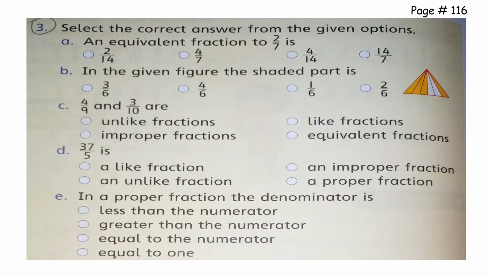Okay, the A part: an equivalent fraction to 2 by 7 is, okay, if you multiply 2 by 7 by 2, what do we get? Multiply by 2, we get 4 by 14. So is there any option here, 4 by 14? Yes, this is the right option, 4 by 14. If you multiply this fraction with 2, we get this answer. So this is the right answer. This is an equivalent fraction to 2 by 7.